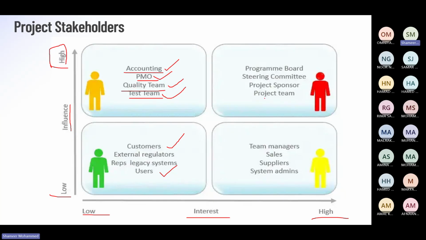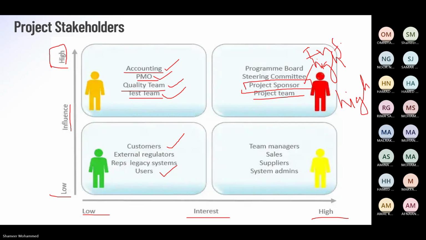Suppose, see here, project team and project sponsor. They are very highly interested. They have high interest, and they also have high influence. Both are high. For the sponsor, the steering committee, the board of members, and the project team, they have high influence. Also, they have high power and high interest.